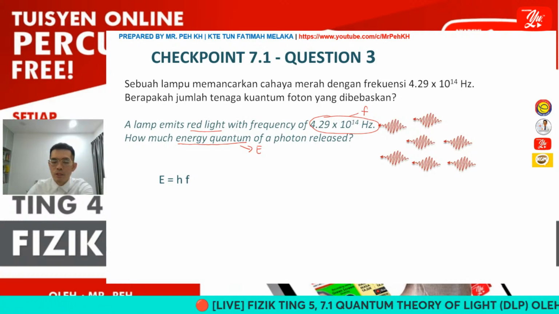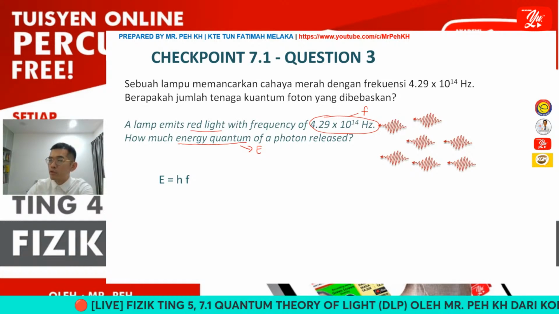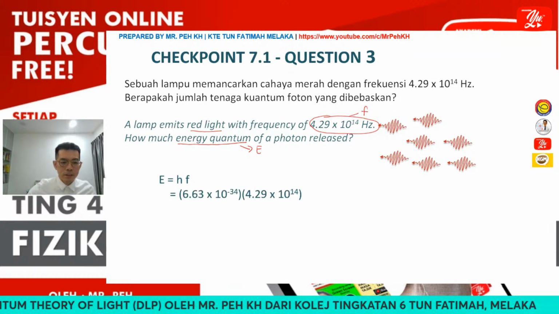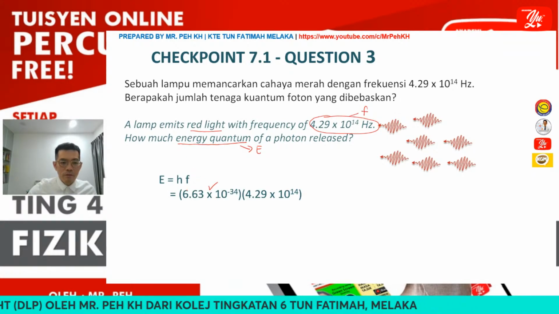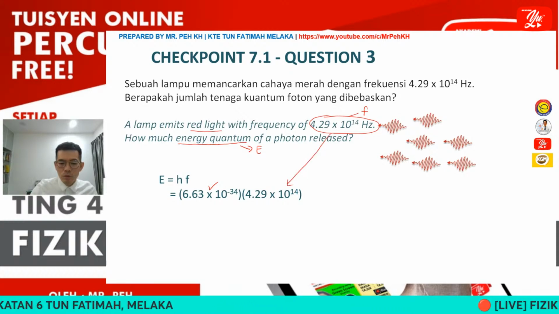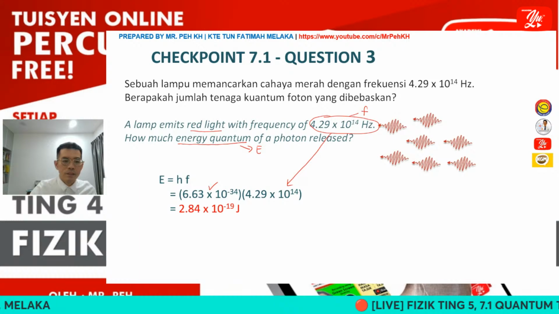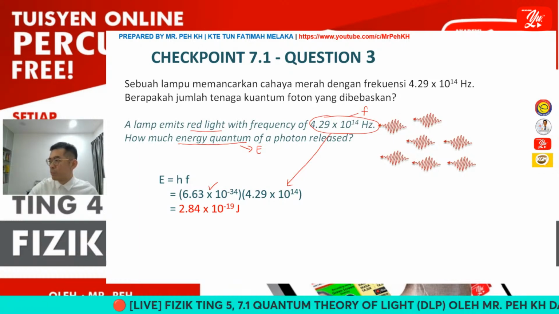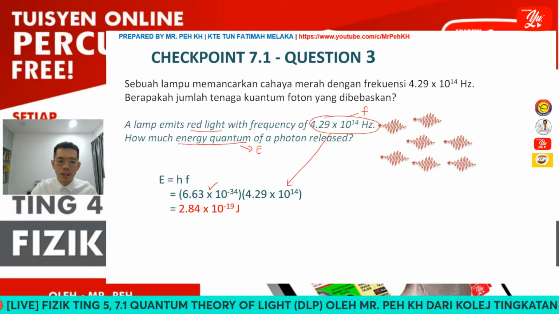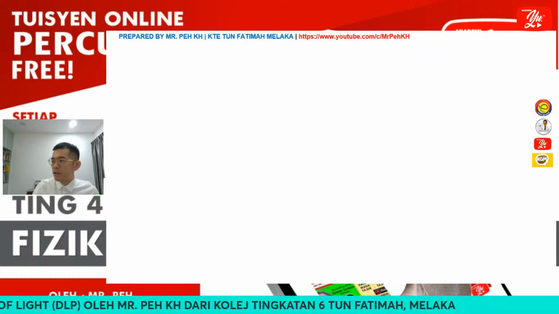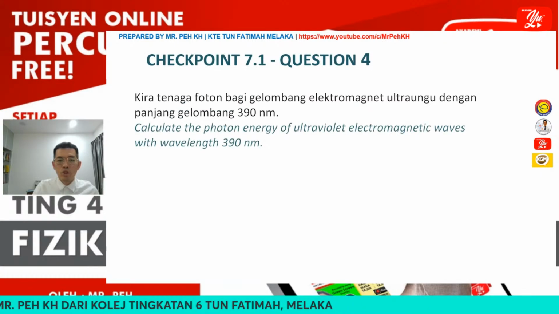Then the H value is actually fixed at 6.63 times 10 power negative 34. Okay, so it will be this. This will be the value H, and the value F is given by the question. Then you will get the answer, which here will be 2.84 times 10 power negative 19 joule. So please give 2 decimal places for your answer with the correct unit. Okay, so the question is actually very simple, which just applies the formula you learned just now.